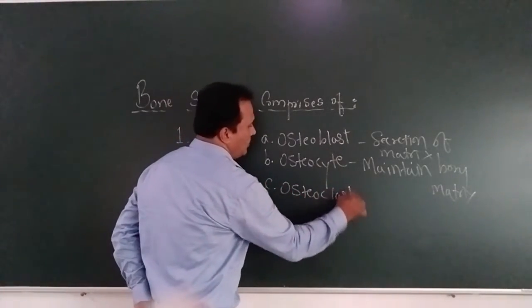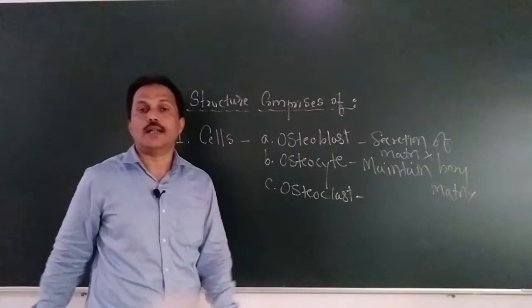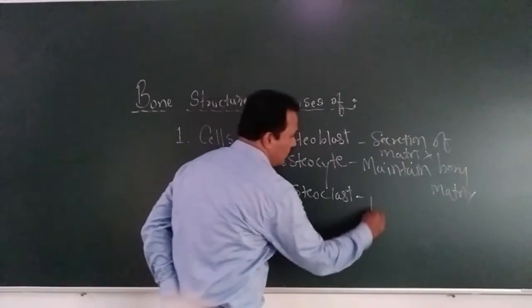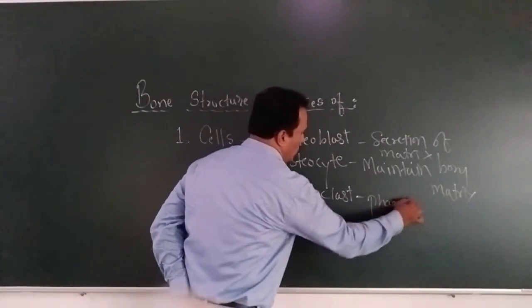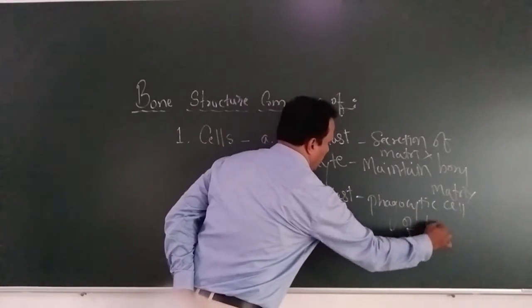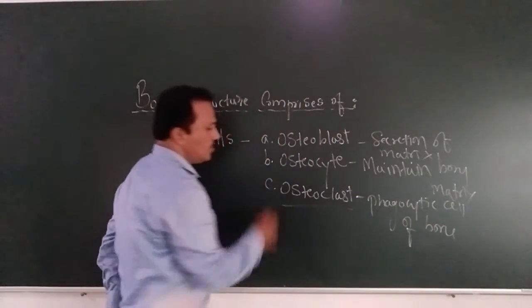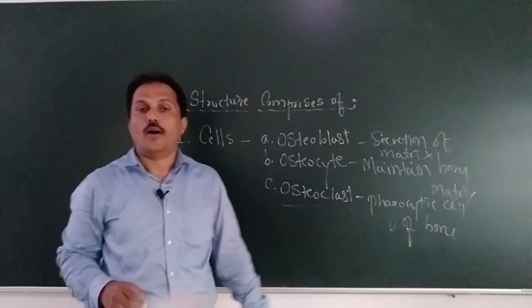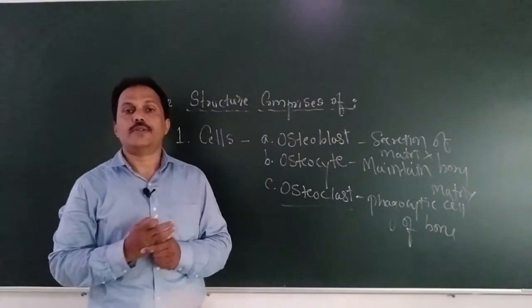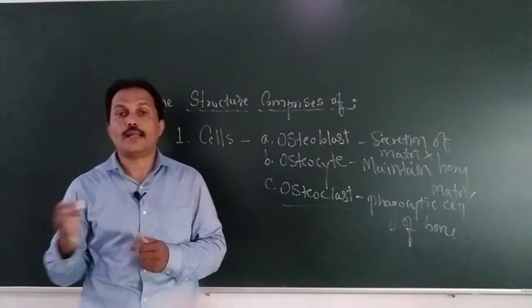Number third type of cell, that is osteoclast. What is this osteoclast? These are nothing but the phagocytic cells in the bone. This is the phagocytic cell of bone. What is this osteoclast? Osteoclast is one type of cell which functions as a phagocytic cell.